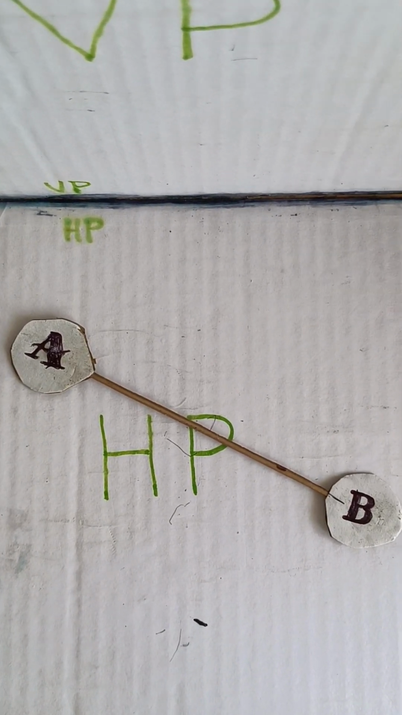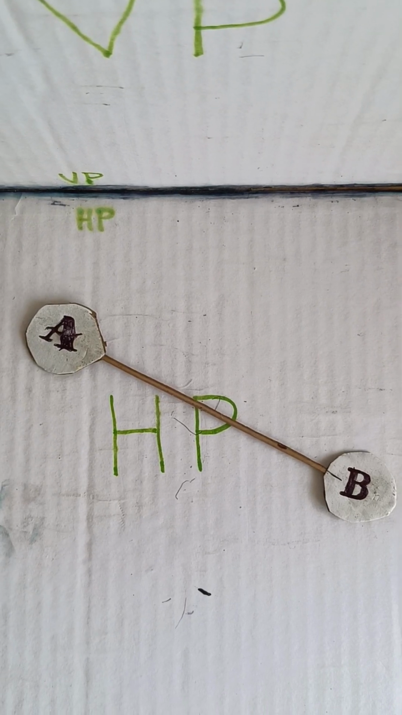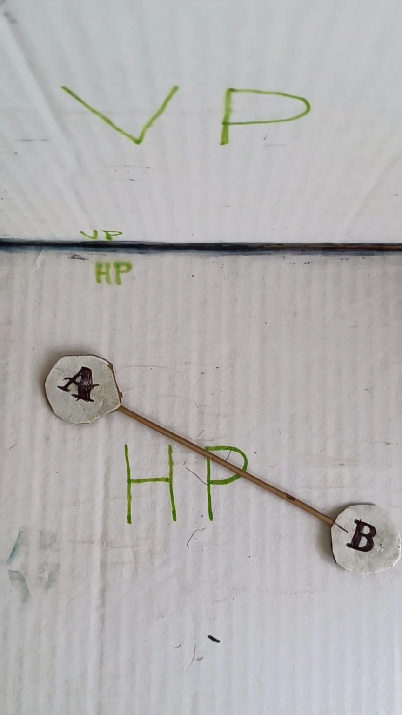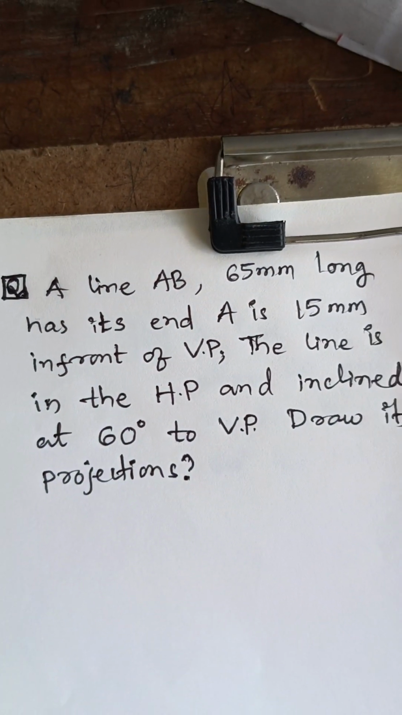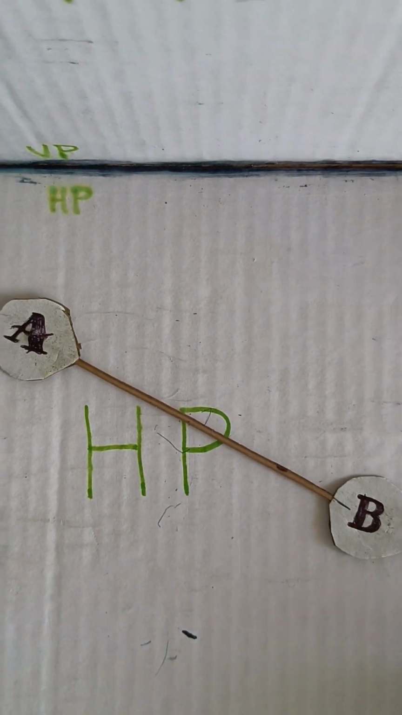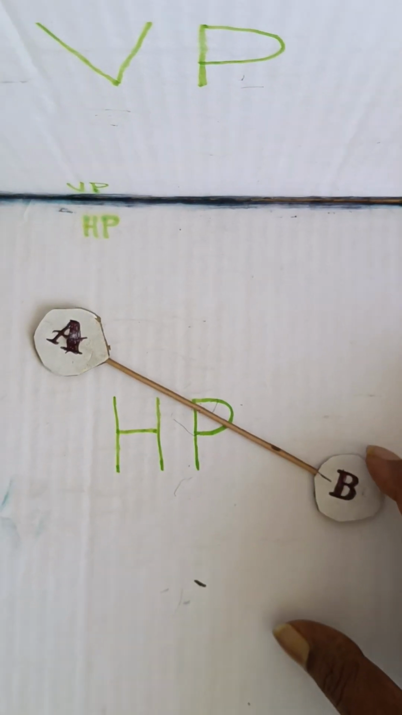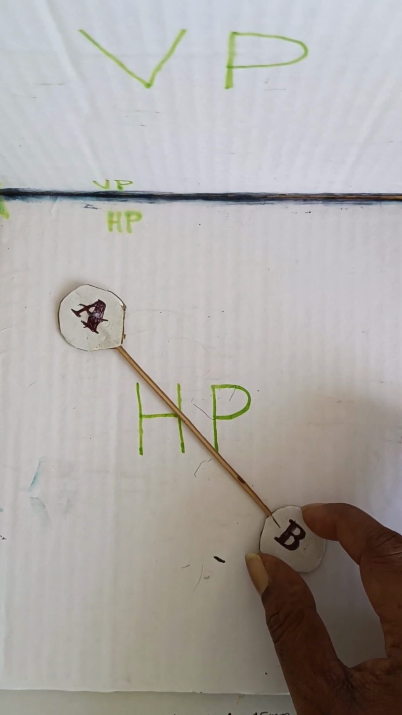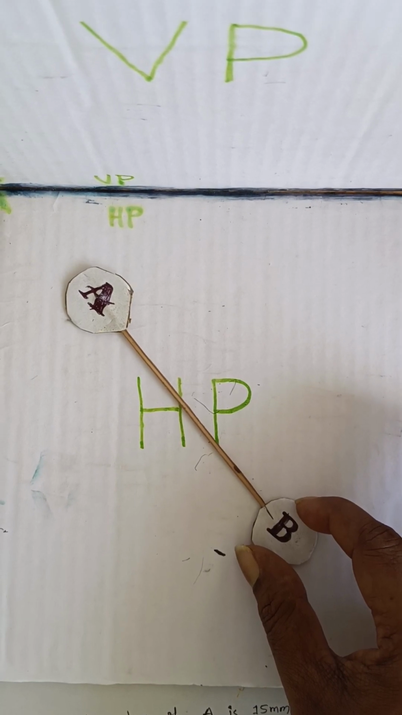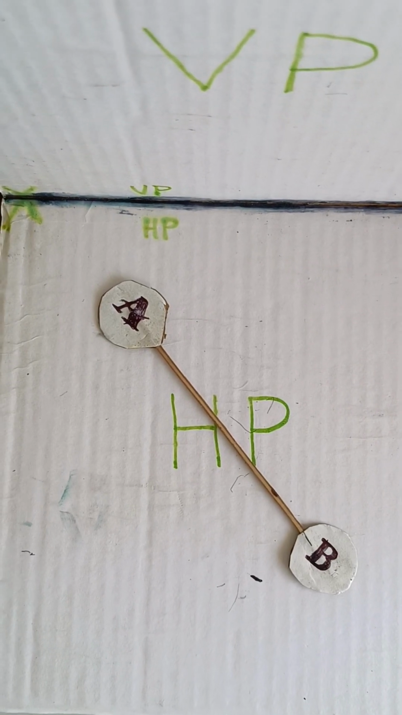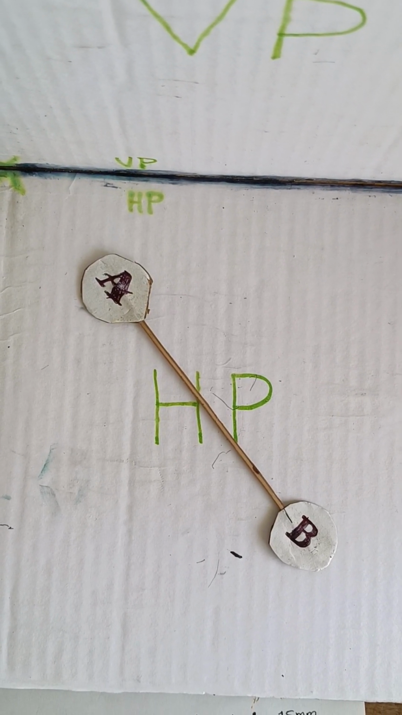By placing AB in the horizontal plane, AB should make some angle of inclination with the vertical plane. According to this problem, the angle given is 60 degrees with VP. AB line should make a 60 degrees angle with the vertical plane, like in this fashion. Now AB line is making a 60 degrees angle with the vertical plane. A end of line is 15 mm in front of the vertical plane.